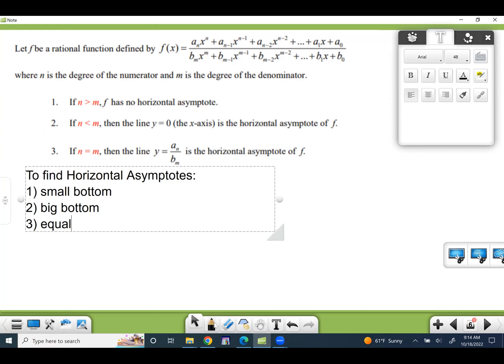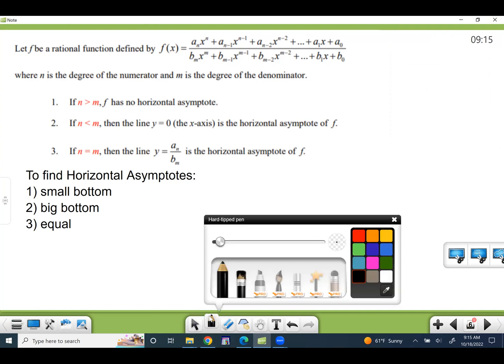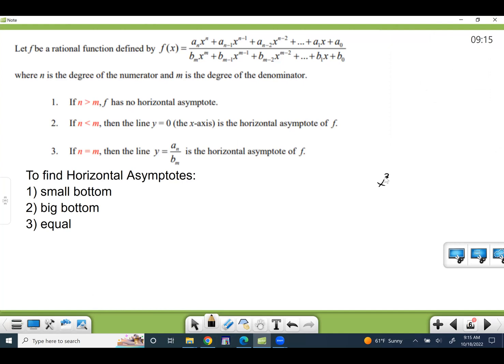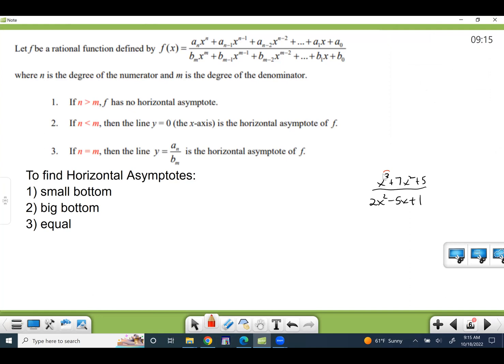If I'm given any sort of rational function, let's say, I'm just gonna write them over here off to the side. Small bottom would be something like this. Like maybe I have a cubic on top of some sort of quadratic. That would be small bottom because the exponent here is 3, the exponent here is 2. So that's going to be our small bottom case.